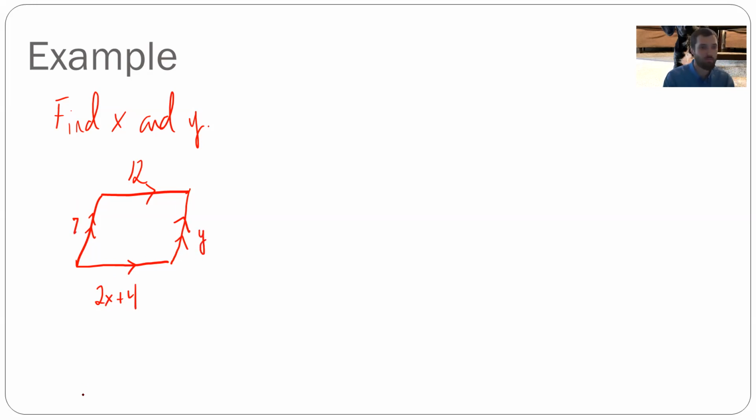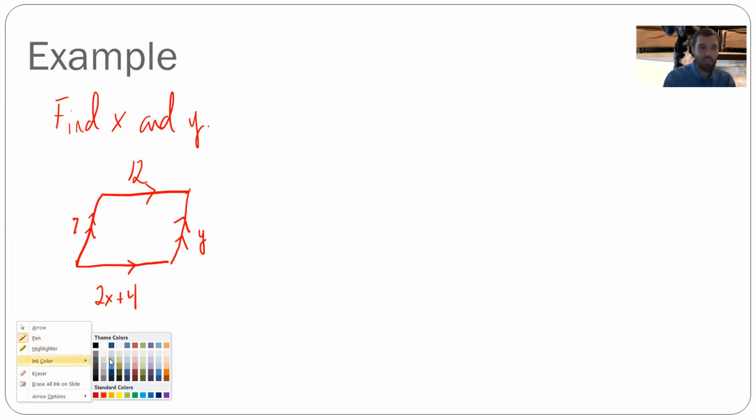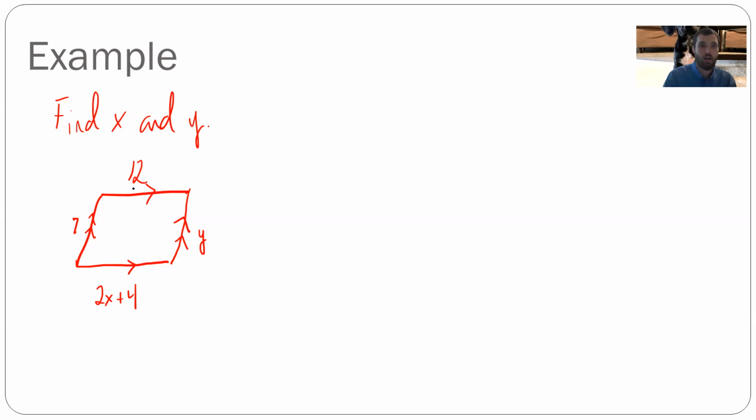That first theorem we talked about today says that opposite sides are congruent. That is congruent to that. 12 is congruent to 2x plus 4. Those sides are equal. So all we have to do is take 12 and set it equal to 2x plus 4 and solve for x. Minus 4, 8 equals 2x. Divide by 2, and that tells me x equals 4.